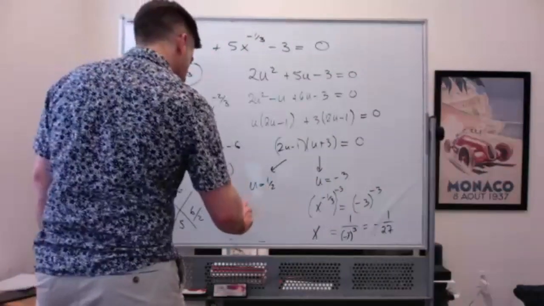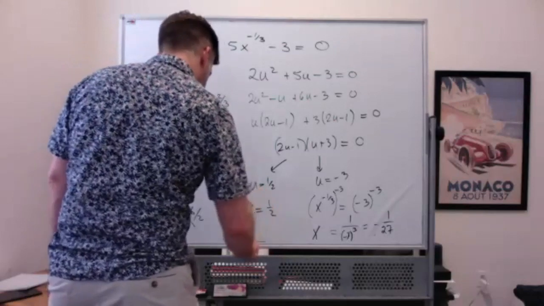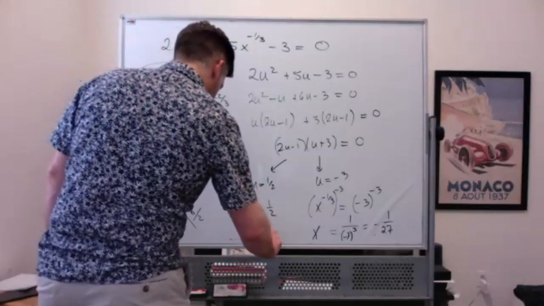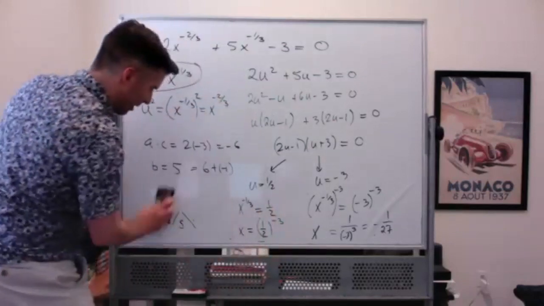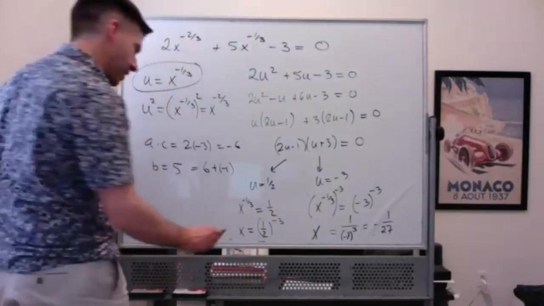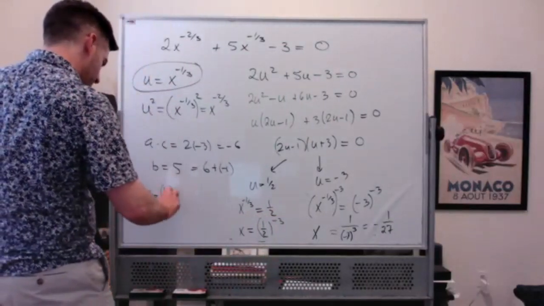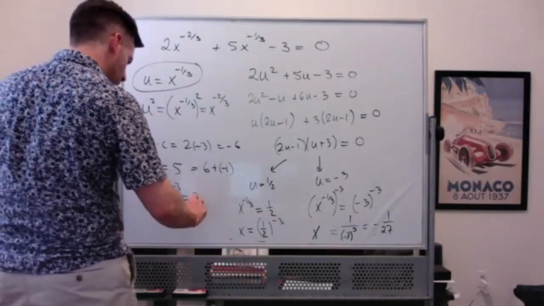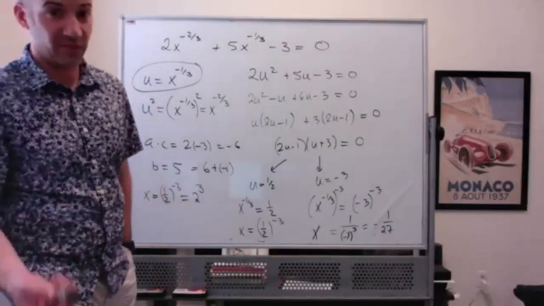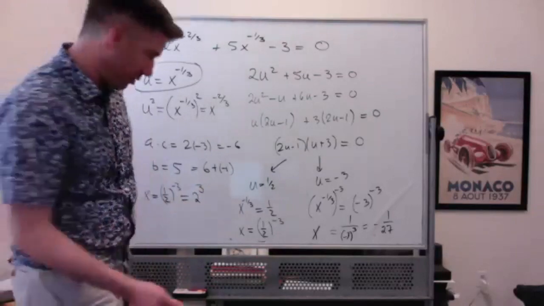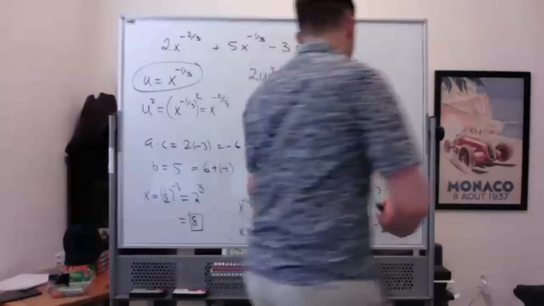Same idea here. x to the -1/3 equals 1/2. So we get x equal to 1/2 to the -3rd. And then I would probably rewrite that as 2 to the +3rd. Right, it's 1/2 to the -1 to the 3rd, and 1/2 to the -1 is 2. And then 2 to the 3rd is just 8. So those are my answers here.